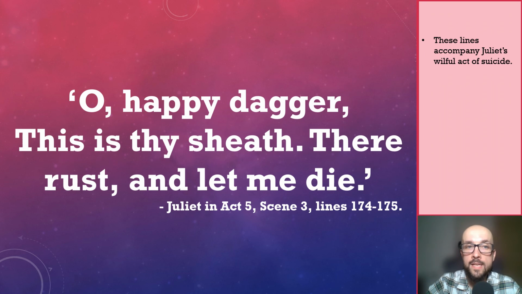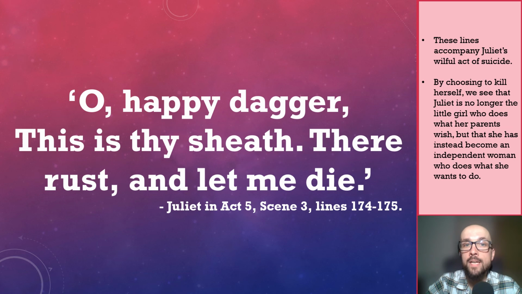Because Juliet willfully commits suicide so that she may be reunited with Romeo, we as an audience see that she is no longer the little girl who will do what her parents ask her to do, but that she has instead become an independent woman who is able to make her own decisions and successfully act upon them. Consequently, because she has outgrown her parents' authority over her, we see that she has indeed finally and totally matured, thus concluding Juliet's developmental journey across the play.